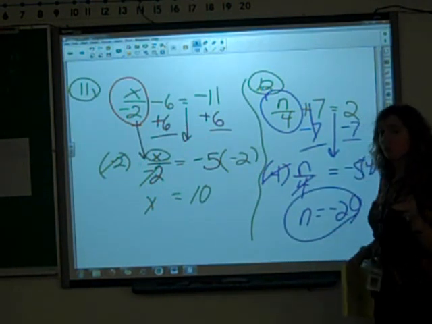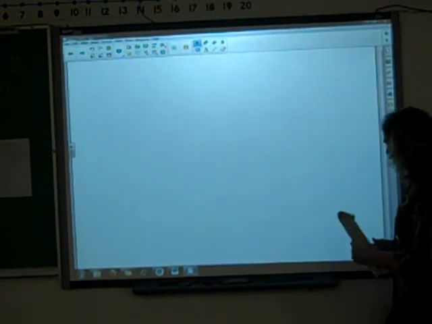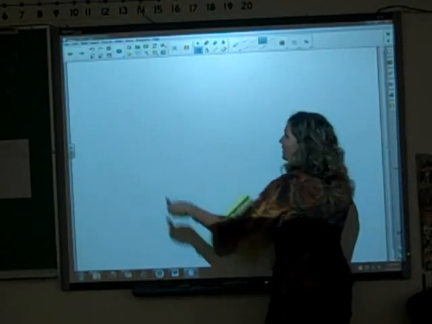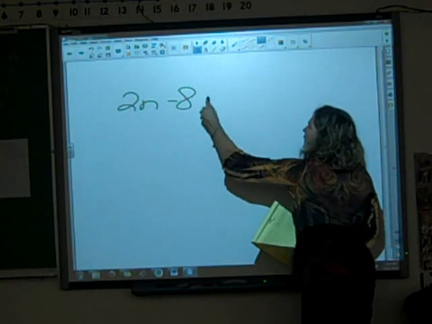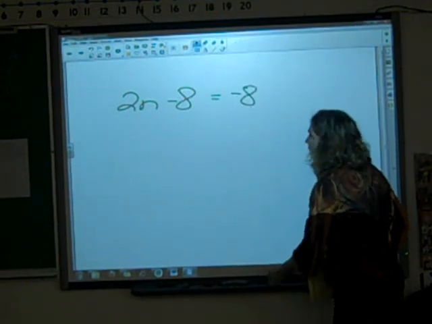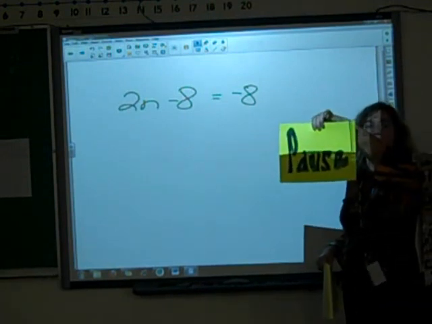And if I make an error up here, you make sure you tell me in class tomorrow if there was an error in that problem. I have one more problem for you to try. And just be careful with this one. It's not a hard problem. 2n minus 8 equals negative 8. Jot that one down. I'd like you to pause your machine and do that problem.